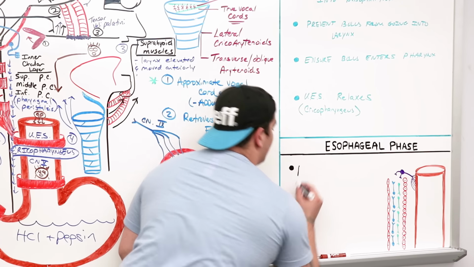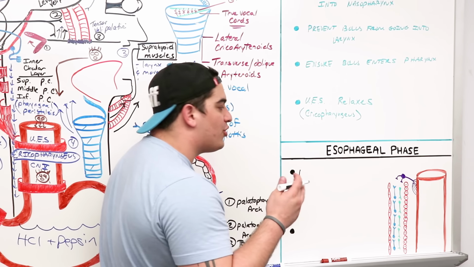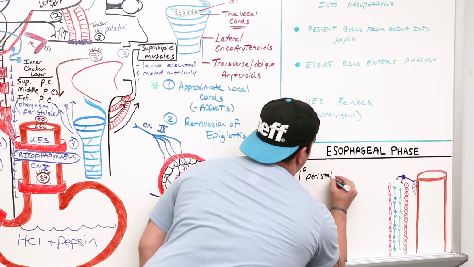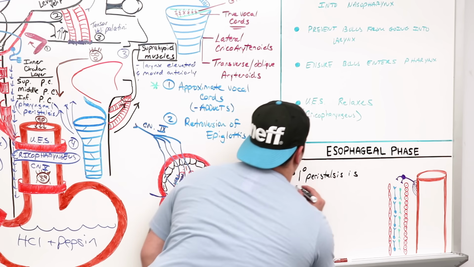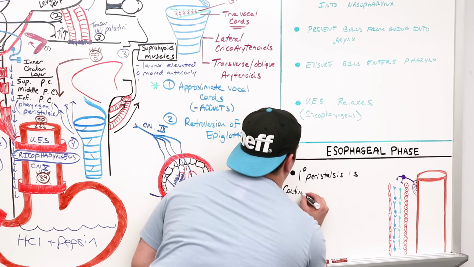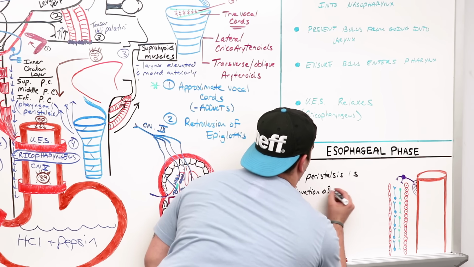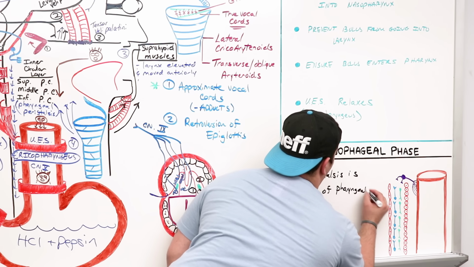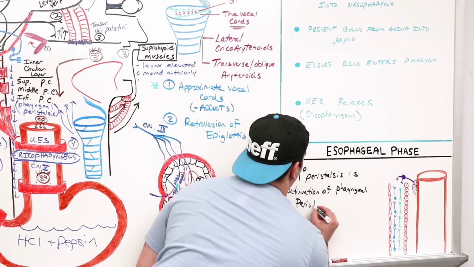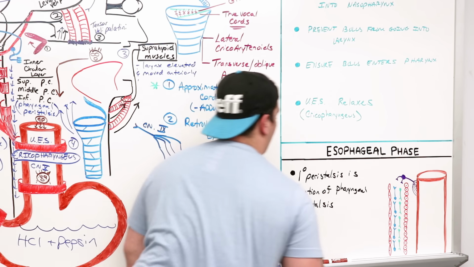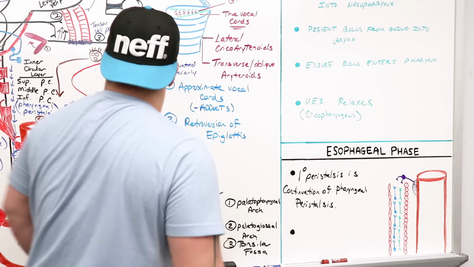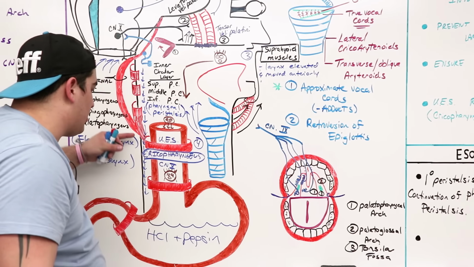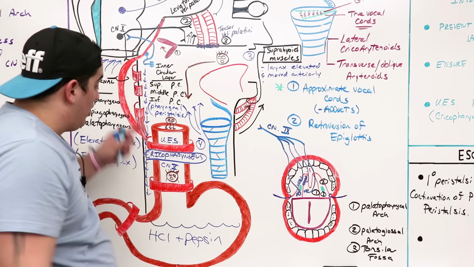So for the peristalsis, there's a technical word that we should mention. It's called primary peristalsis, a continuation of pharyngeal peristalsis. So just imagine a wave starting at the superior pharyngeal constrictor and just traveling its way down. It not only goes down the pharynx, but the peristaltic wave goes all the way down through the esophagus.